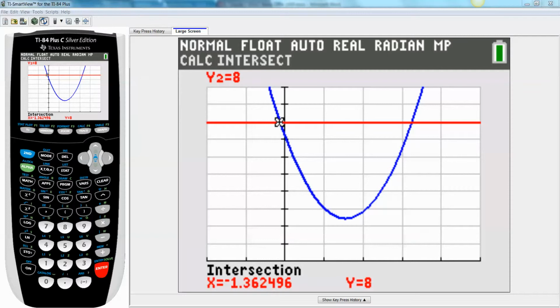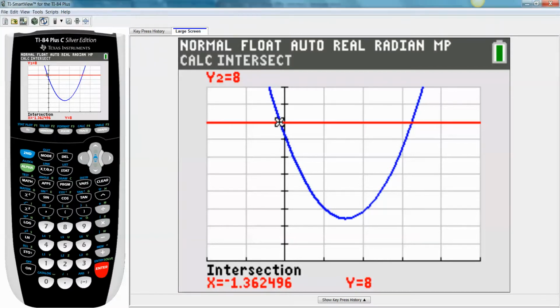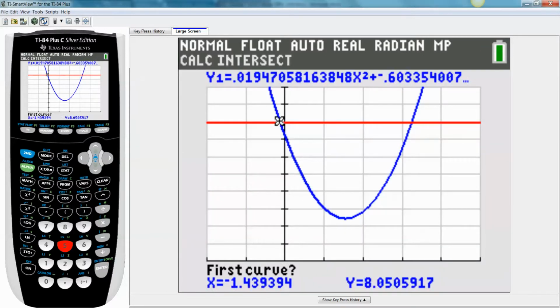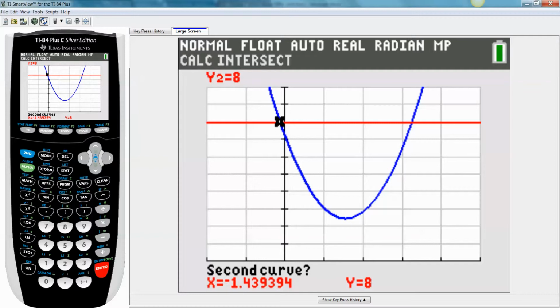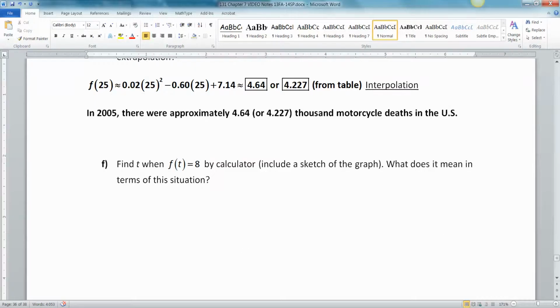All right, so let me copy that. And then I want to find the other one. So I'm going to hit second calc, number 5. First curve, yep, the y1 is my first curve. Second curve is the red one, yep, enter. Guess, I'm going to move my arrow. I need that cursor to move all the way over so it's closer to the one on the right. And I press enter. And there it is. There, I found both of them. Okay, so let me go put those in.